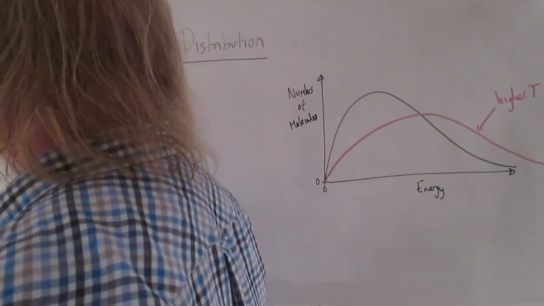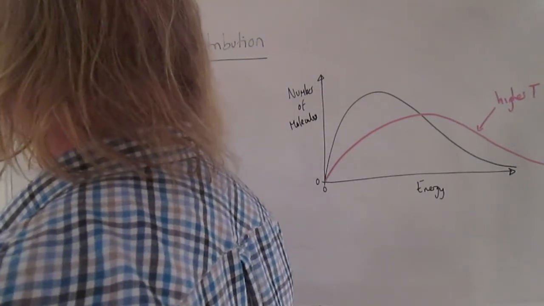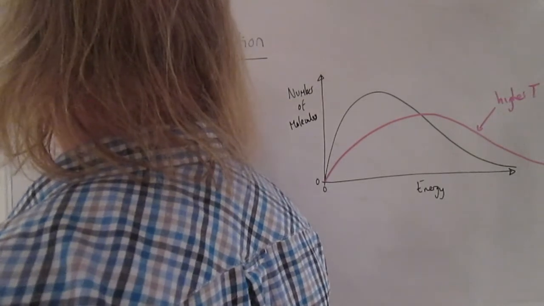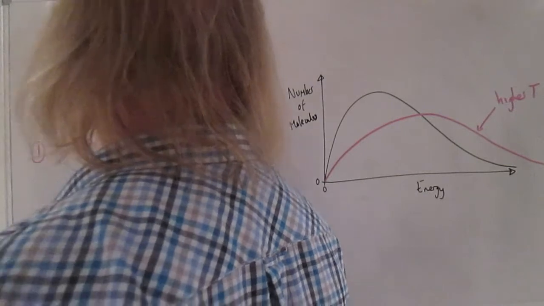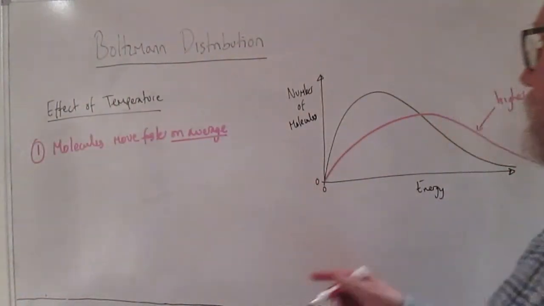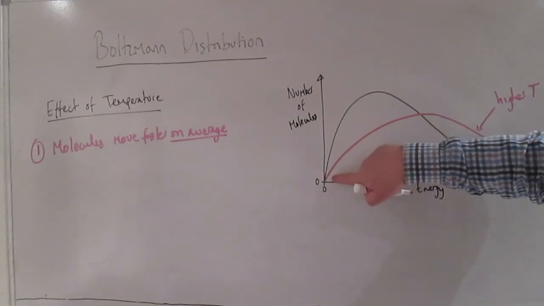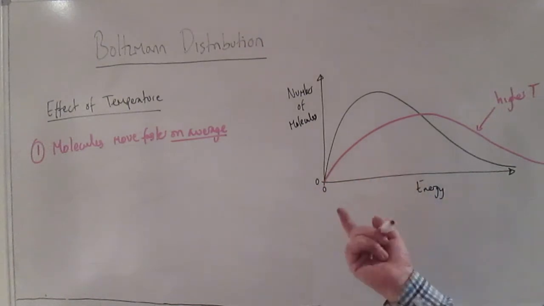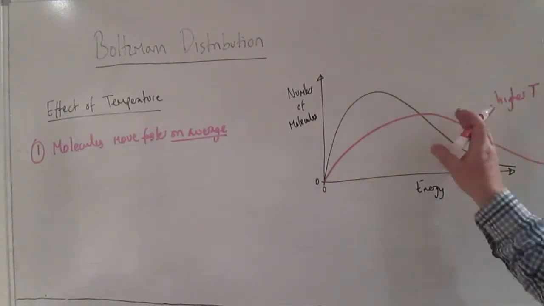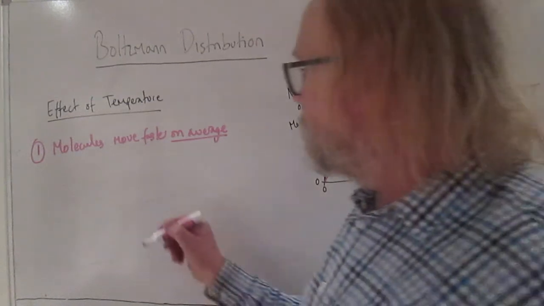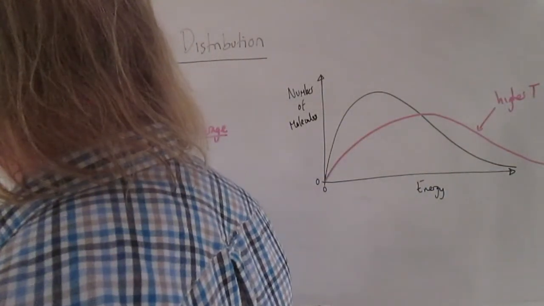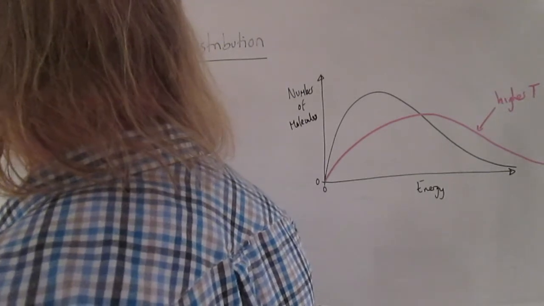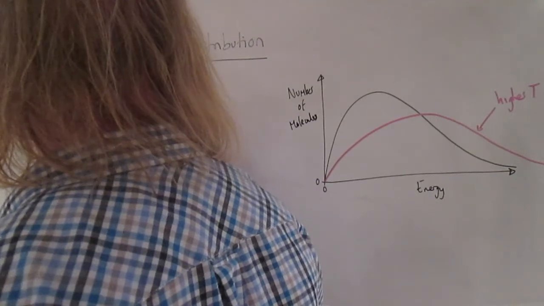Okay, so molecules move faster on average. And it's very important to put those words "on average" in there, because some of them are still moving incredibly slowly, so you can't say they're all moving faster, because some of them still have a kinetic energy close to zero. It's just that the average is shifted, so molecules move faster on average at higher temperature. Which means that they collide more often.